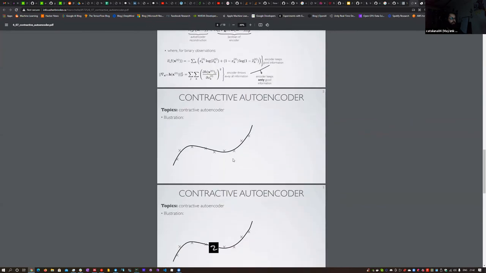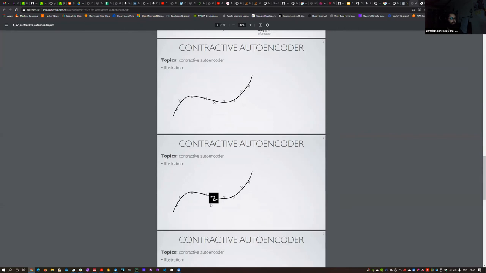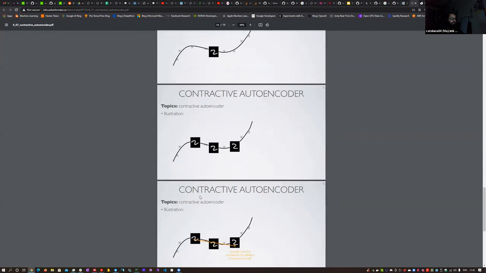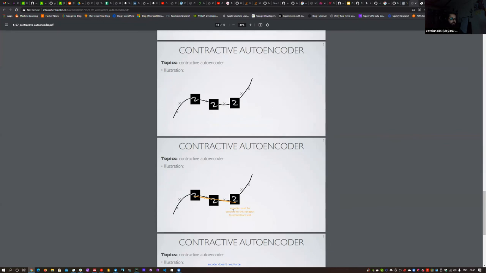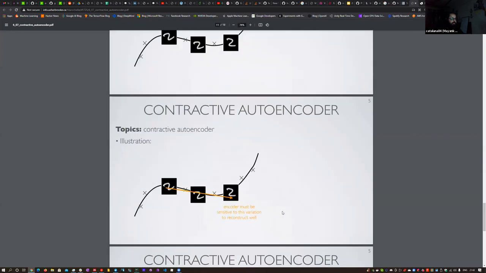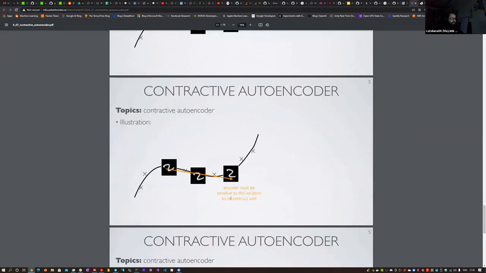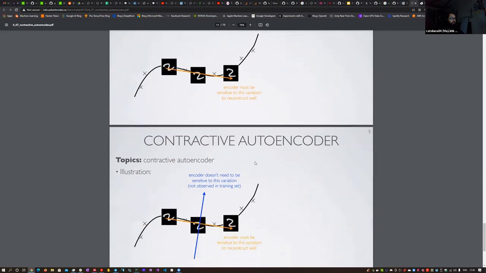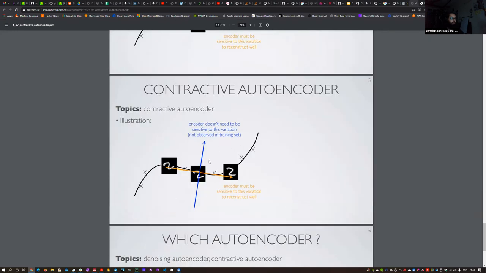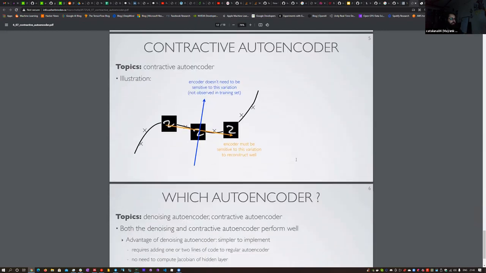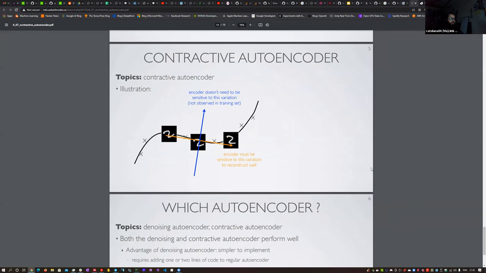And this is the illustration. Suppose this is the label here too. These are multiple labels in which they try to construct the encoder. Let me try to zoom in. That must be sensitive to this variation of reconstruction. Since, as we talked about earlier, this encoder doesn't need to be sensitive to this variation, since this is not a perturbation of the training samples that we experience from. This must only be sensitive to this variation of the reconstruction. That's what we are trying to add with the L2 norm here. So this is the whole thing.